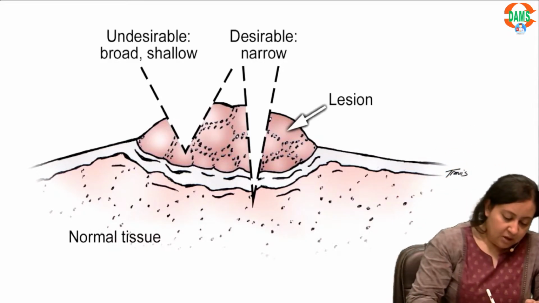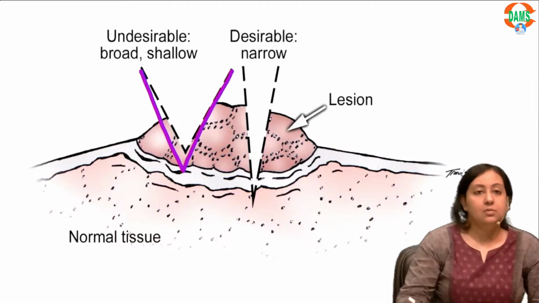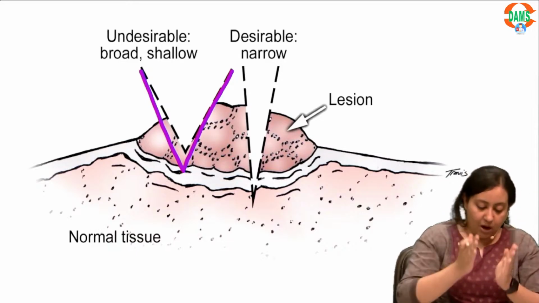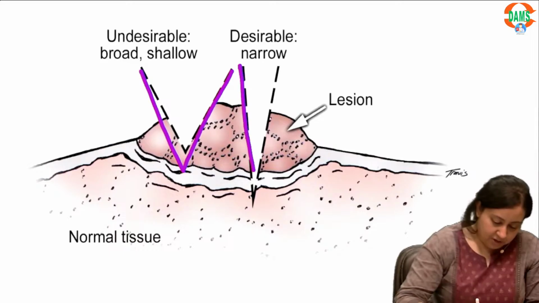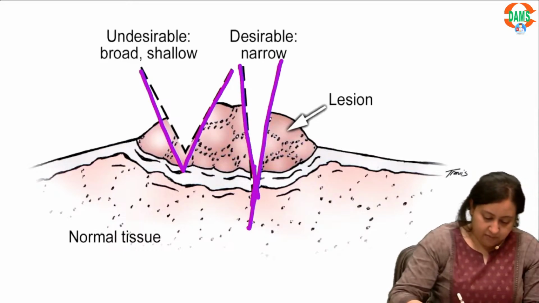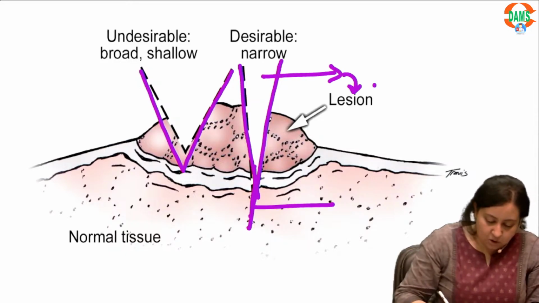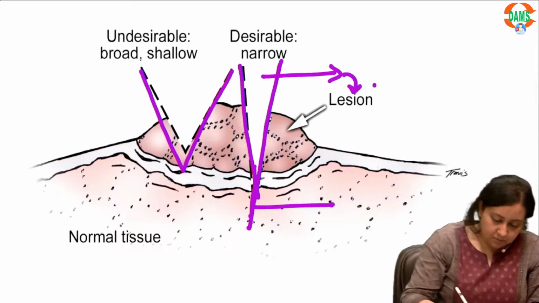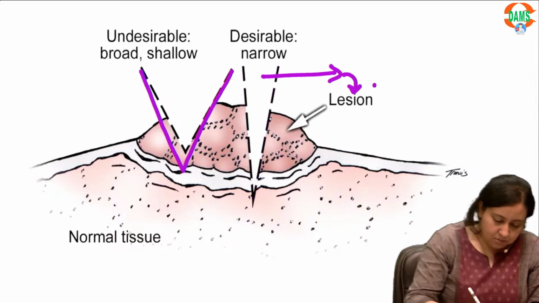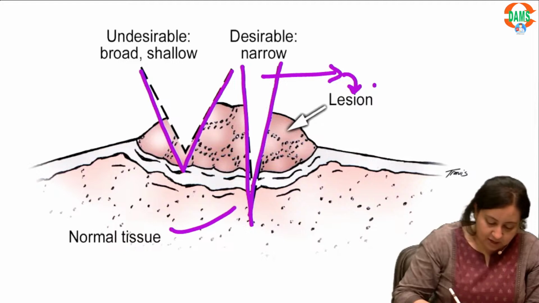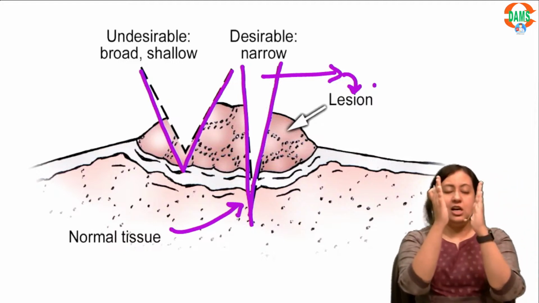All right, so when you are harvesting this tissue for biopsy, you should always harvest in a wedge. Okay. Now, what should be the nature of your wedge? It should be narrow and deep. All right, it should be narrow and deep. All right, why narrow? Because this is your lesion and this is your normal tissue. So that you can include your normal tissue. That's why your wedge has to be narrow and deep.